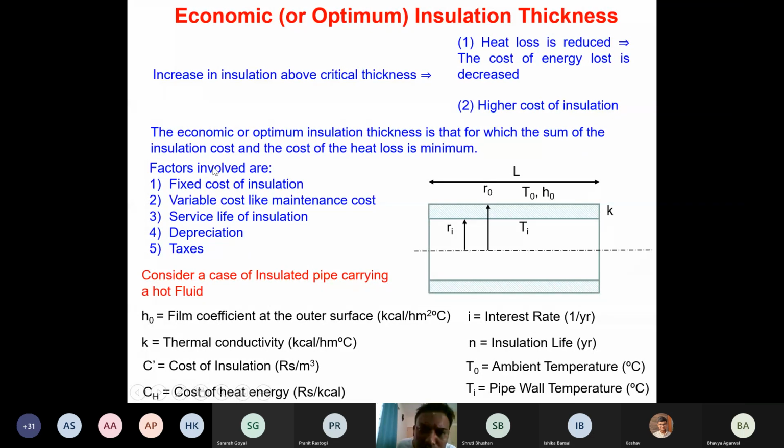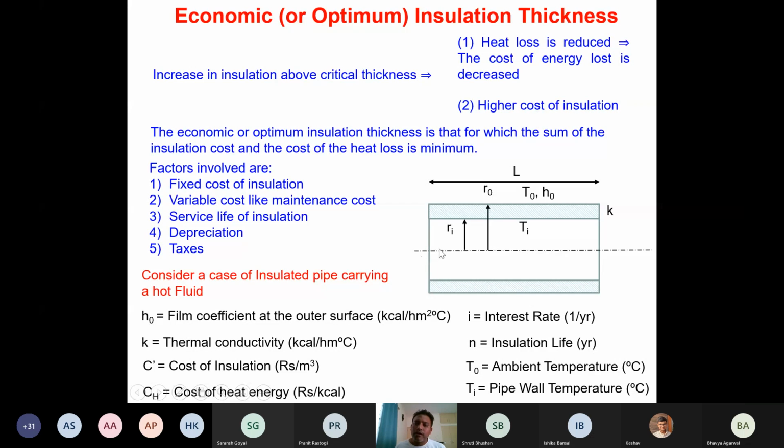The different factors which are important when we are finding out the economic or optimum insulation thickness are the fixed cost of insulation, variable cost like maintenance cost, the service life of insulation, how much depreciation takes place, and the different taxes. So let us look at a simple example again.